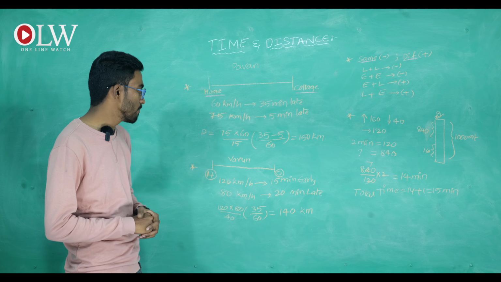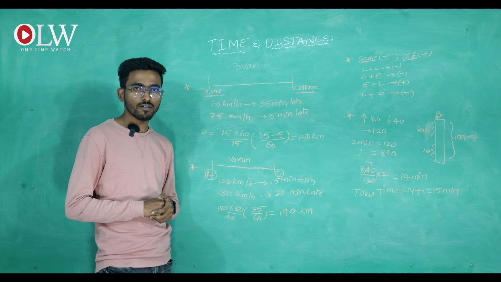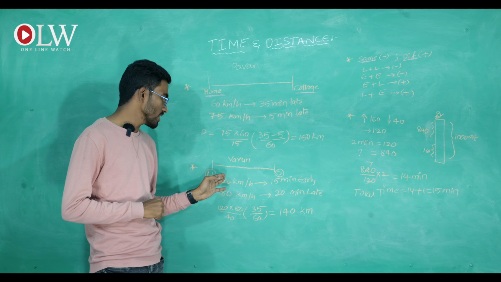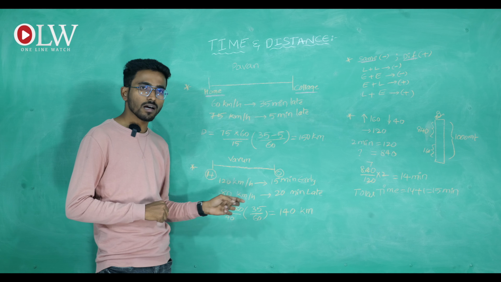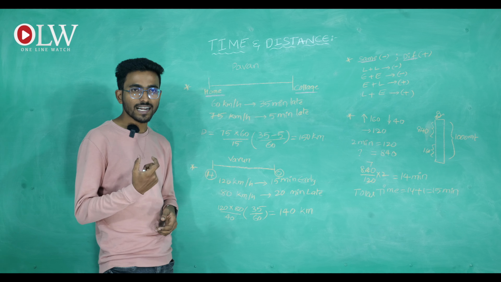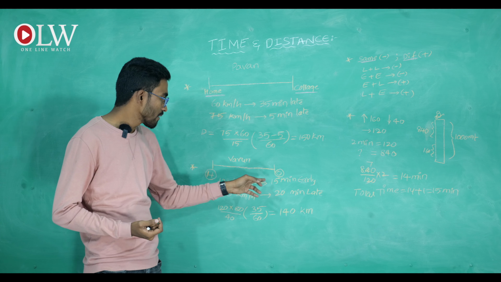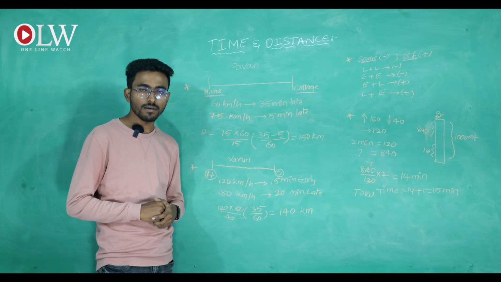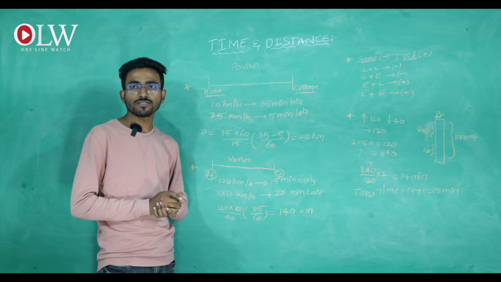What is the next problem? Varun is going from home to office. He is going at a speed of 120 km per hour, and he will be 15 minutes early. If he travels faster than his actual speed, he will be 15 minutes early. That means he reaches 15 minutes before the actual time.